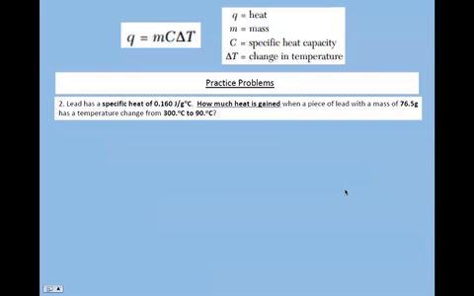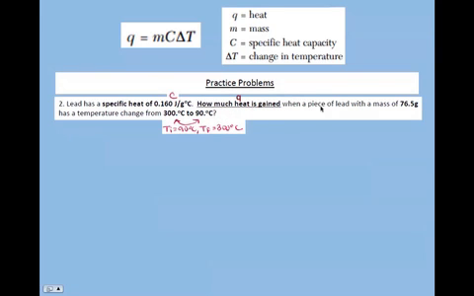This one you're actually going to fix something on here for me because it's talking about heat being gained. So we're going to flip these two temperatures around, which I'll show you in just a second. So lead has a specific heat of 0.160 joules per gram degrees Celsius. So here's that switch I was going to have you make. That's my specific heat. How much heat is gained? Heat, again, is your Q.